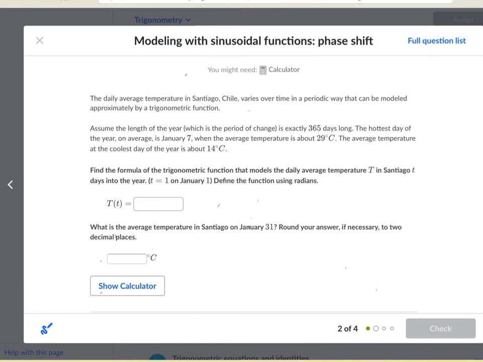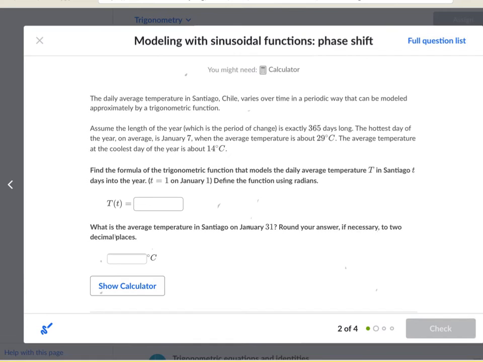Okay, so we know that the graph of cosine has its maximum value at 0. So we got to make C such a thing that when T is 7, it's 0. So to make it 0, obviously C would have to equal 7.